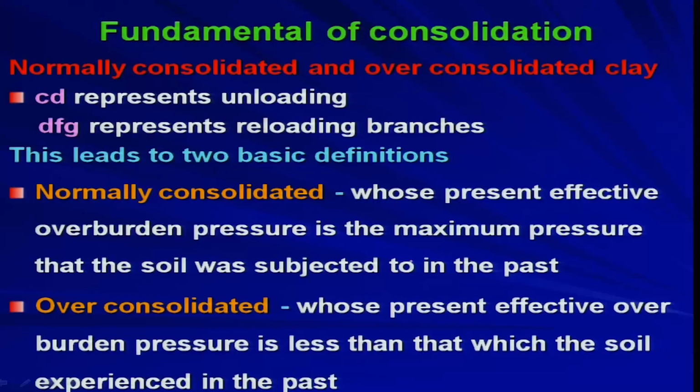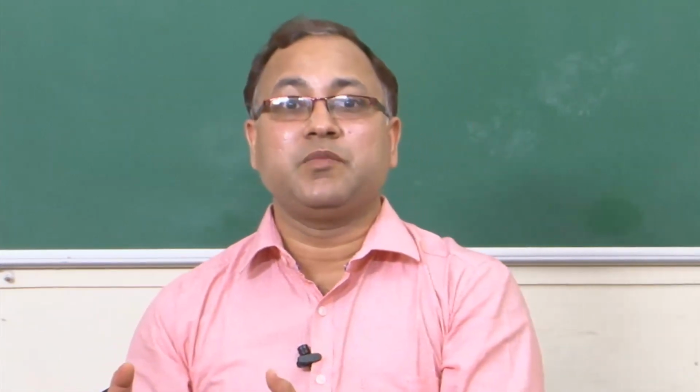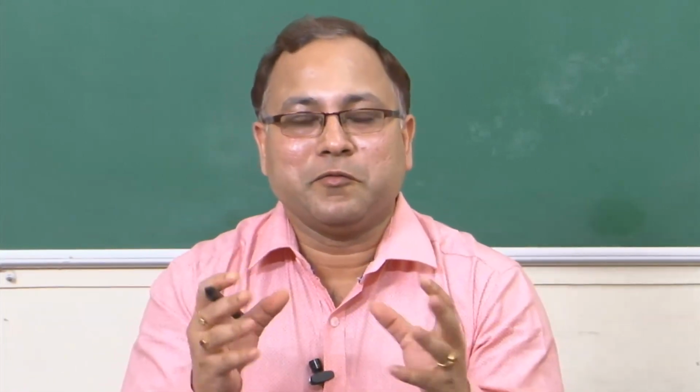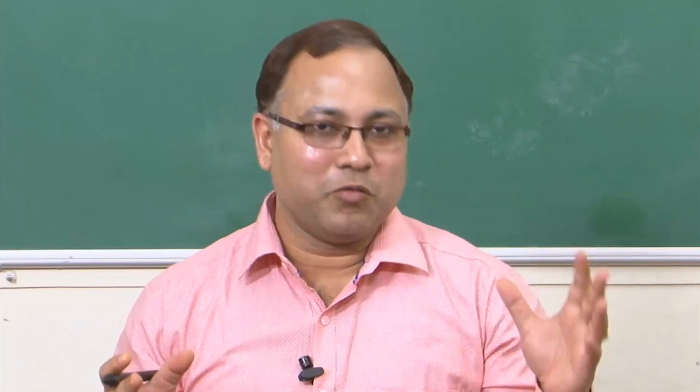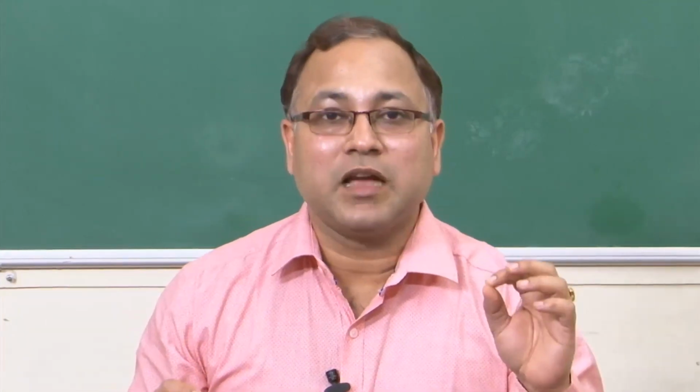Now, the second one is over consolidated, whose present effective overburden pressure is less than that which the soil experienced in the past. So, when you are moving from D to F, the soil will be behaving as over consolidated. That means the soil has already experienced the pressure sigma C prime, but now whatever pressure you are applying is less than sigma C prime. So, the soil will say, okay, I have already experienced this much, so do not expect anything very new from me. I know how to carry. At that time the soil will be known as over consolidated soil.